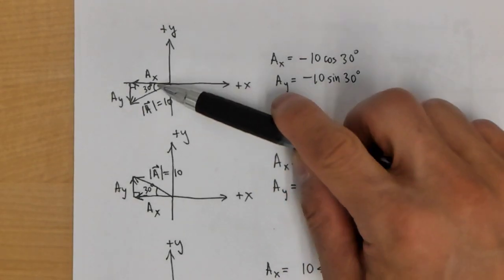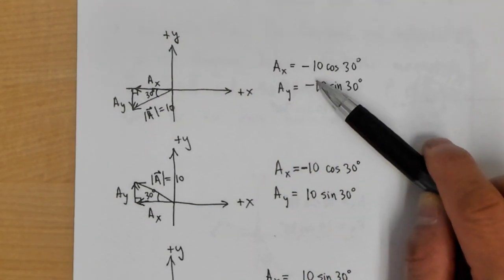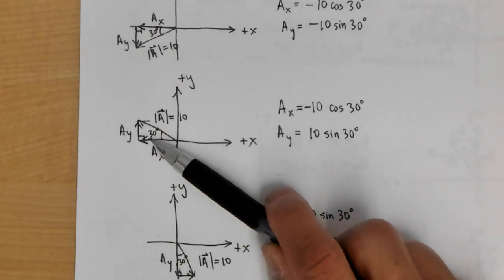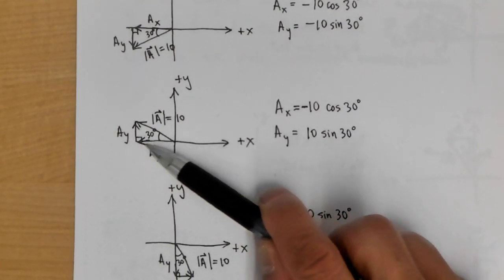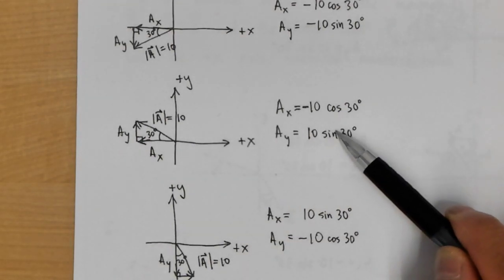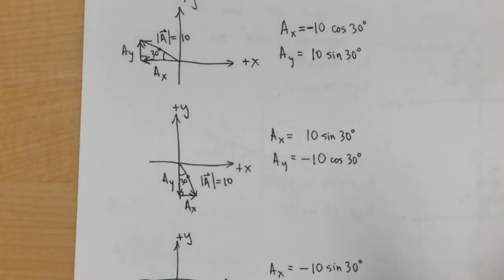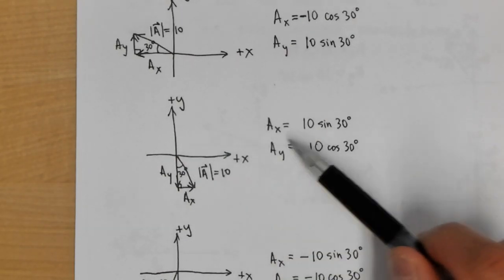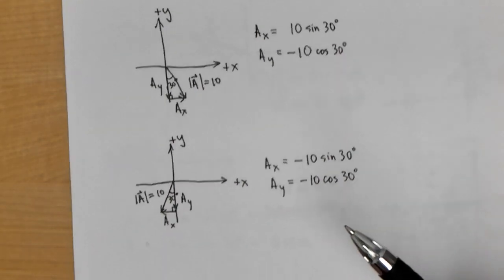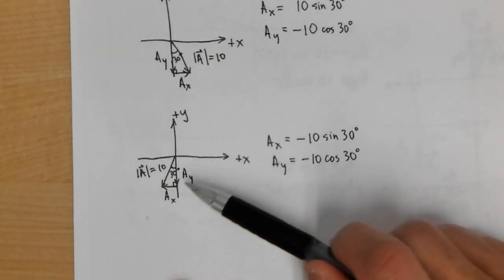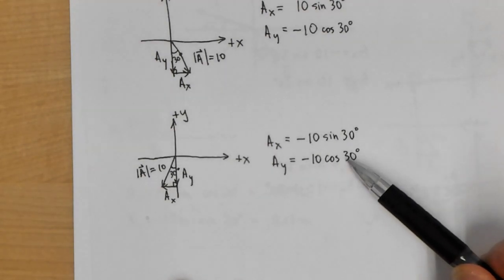Okay, Ax is going to be negative 10 cosine of 30. Ay will be negative 10 sine of 30. In this case, Ax will be negative 10 cosine of 30. Ay will be positive 10 sine of 30. Last two cases, Ax will be positive 10 sine of 30. Ay will be negative 10 cosine of 30. Ax will be, in this case, negative 10 sine of 30. Ay will be negative 10 cosine of 30.